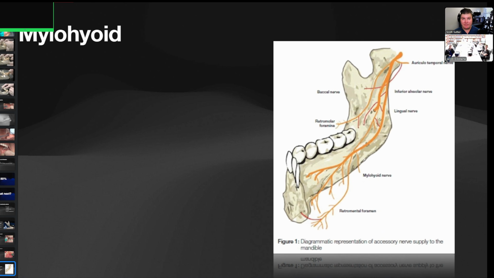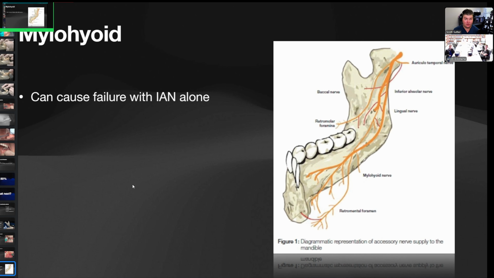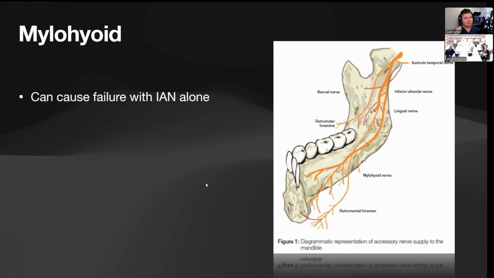The one thing I will say about it, it's a very painful injection. So if you are having failures and just do the IAN, this will pick it up. Your Gow Gates isn't going to always pick up that mylohyoid.